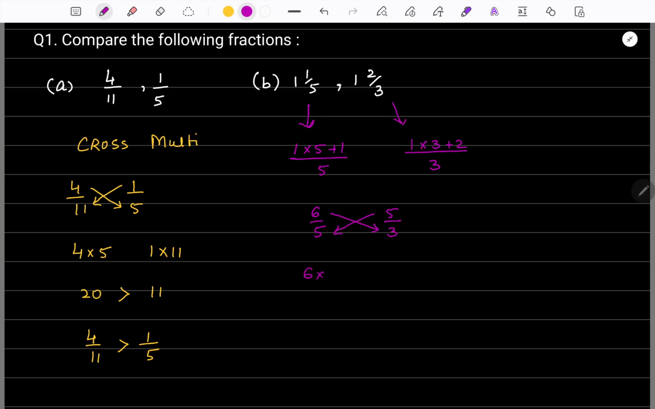So 6 into 3 on the left hand side and 5 into 5 on the right hand side. 6 3s is equal to 18 and 5 into 5 is equal to 25. Now the comparison is happening between the number 18 and 25, and 18 is lesser in value than 25. So we can write that the fraction on the left hand side, that is 1 by 5, is less than the fraction on the right hand side, that is 2 by 3. So by using the method of cross multiplication, we were able to compare two fractions.